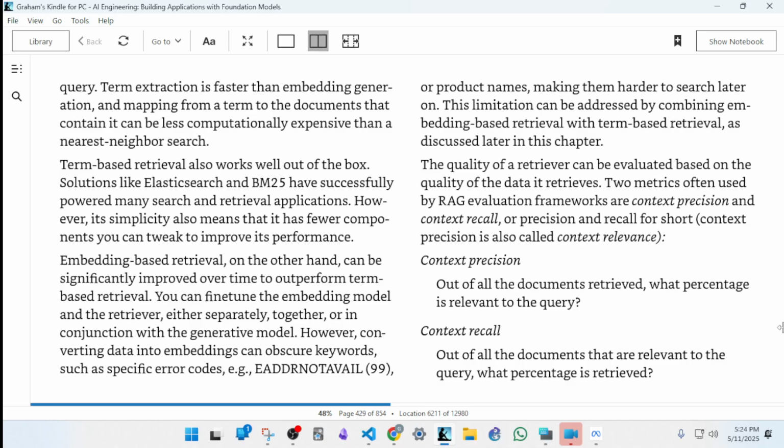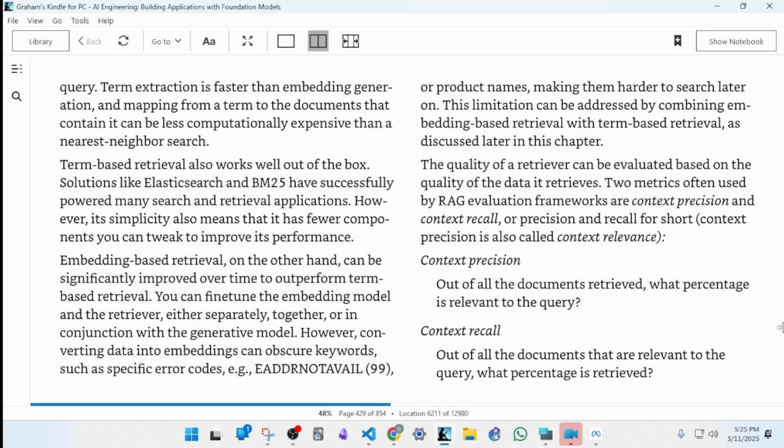However, its simplicity also means that it has fewer components that you can tweak to improve its performance. Embedding-based retrieval, on the other hand, can be significantly improved over time to outperform term-based retrieval. You can fine-tune the embedding model and the retriever either separately, together, or in conjunction with the generative model. However, converting data into embeddings can obscure keywords, such as specific error codes.